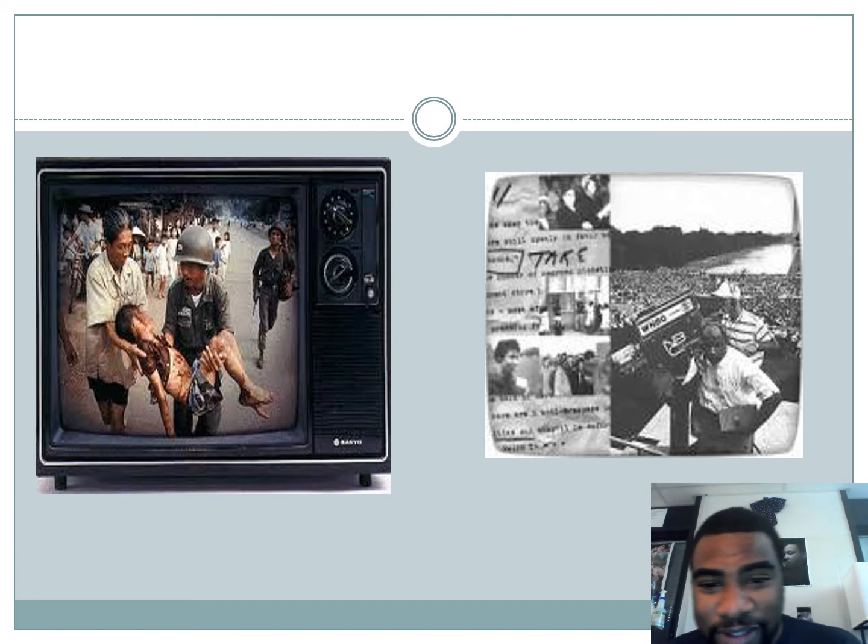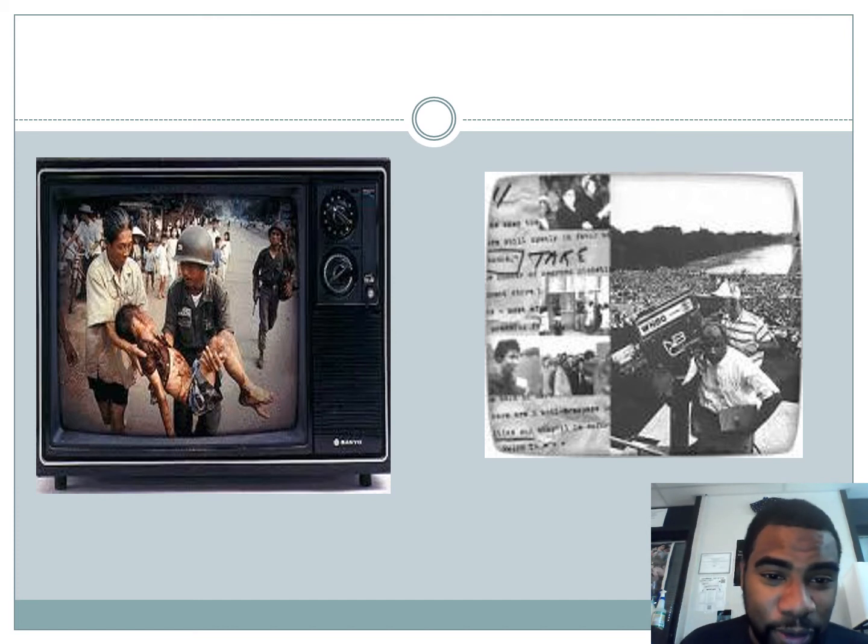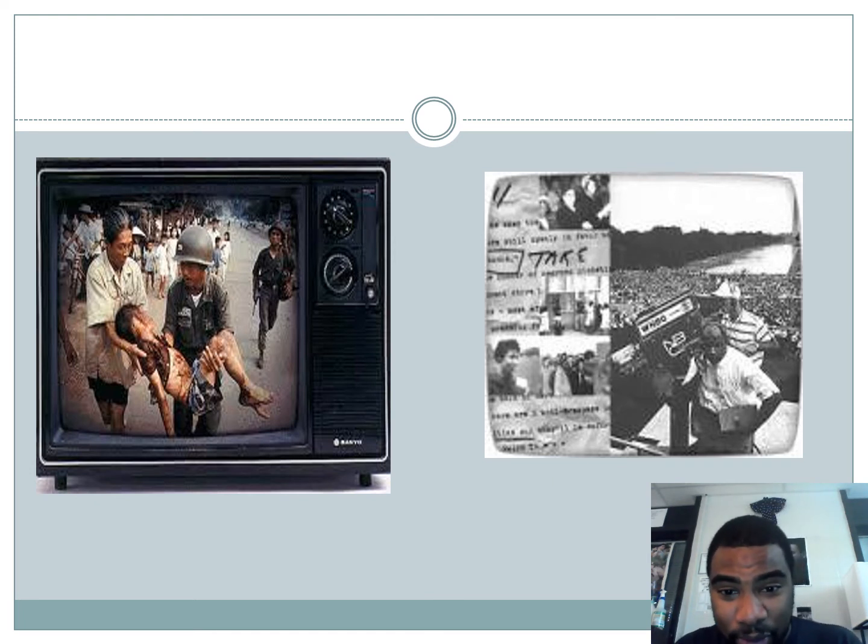So I know y'all don't know much about them analog TVs, but my grandma used to have one of those TVs, and they used to be small. They wasn't colored like that. It was black and white, more like the one on your right. But those were analog TVs.